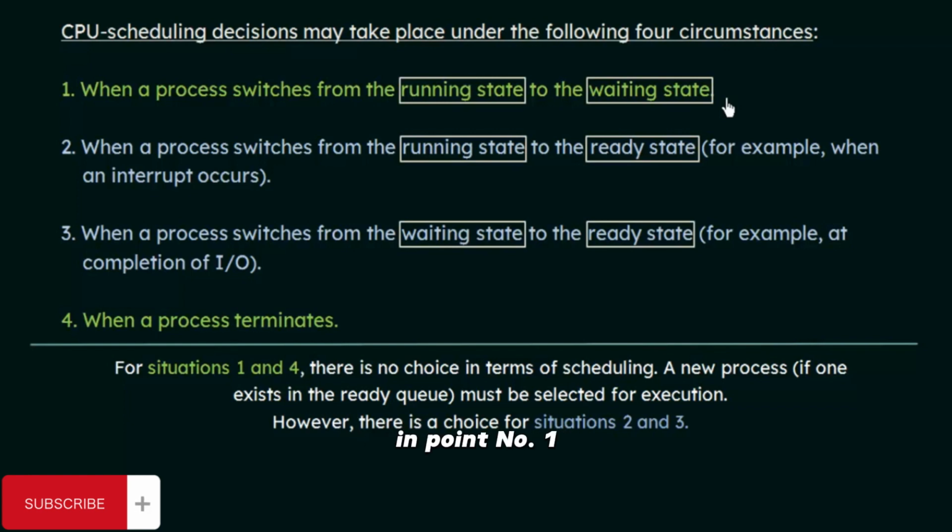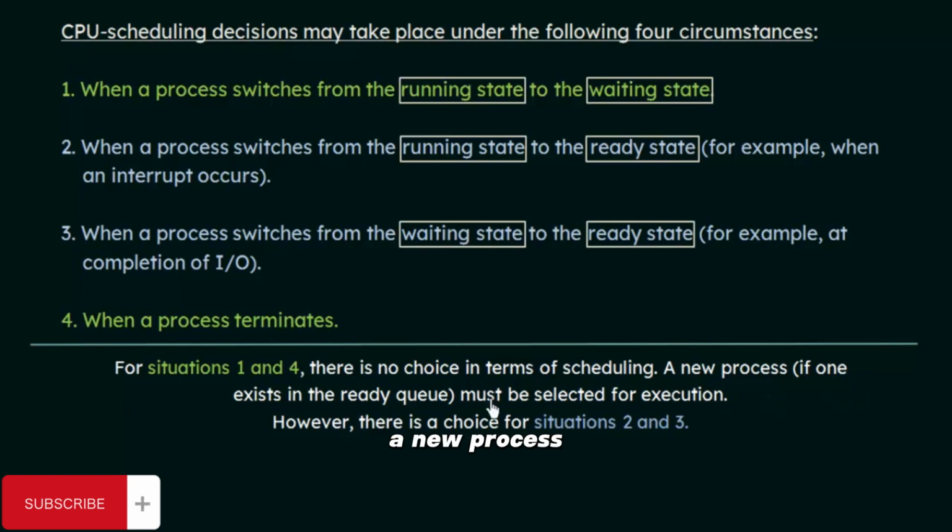So we see that in point number 1, there is no choice. And in point number 4, it is very easy to understand there is no choice, because when a process terminates, the CPU is freed by that process, and then the CPU has to be assigned to some other process. So this is very easy to understand. So in point number 4, also there is no choice. So in situations 1 and 4 there are no choices in terms of scheduling. So what should we do?